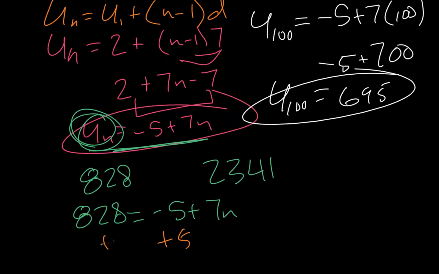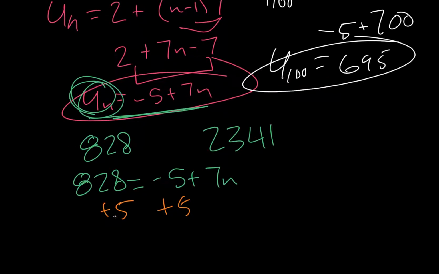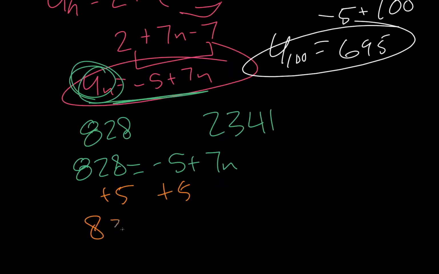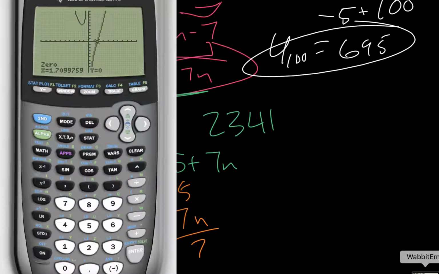So we need to add 5 to both sides. So it's going to be 833, which equals 7n. Divide by 7, divide by 7. I'm going to do that on a calculator.